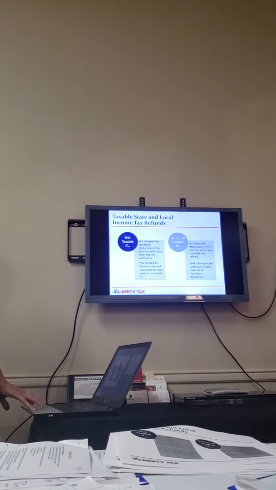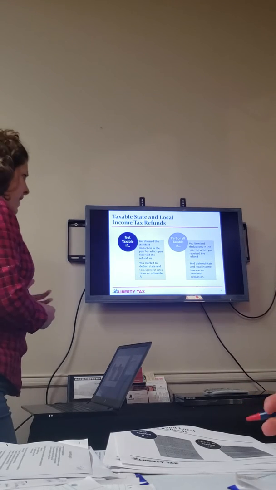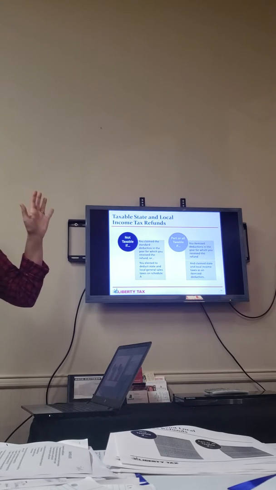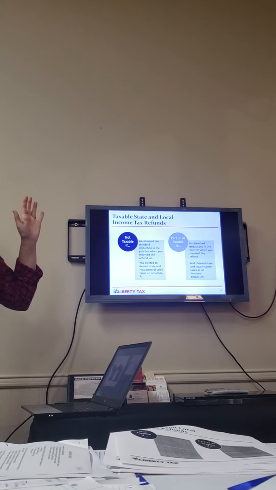So let's see. Taxable state and local income tax refunds. Okay, how many of you guys have heard of a state tax refund being taxed before? Say that again. A state tax refund being taxed.